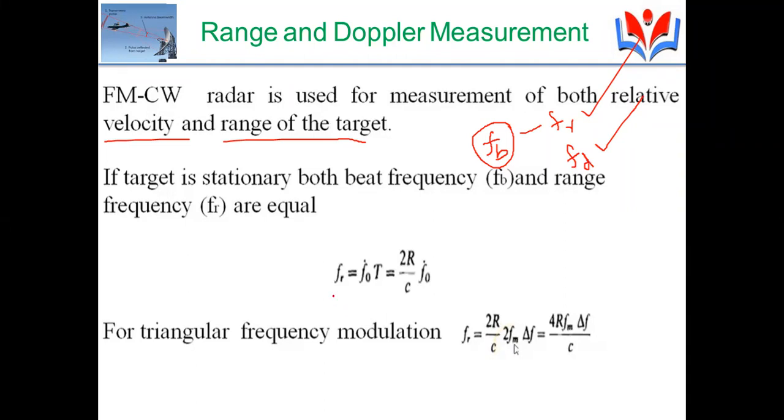So the range frequency is given like this: FR equals F naught into T. T, we know, is the time taken to travel through the entire free space. That is equal to R by C, and F naught.